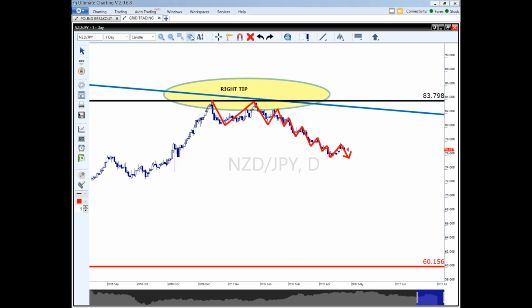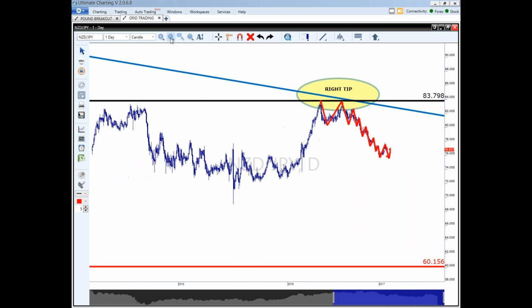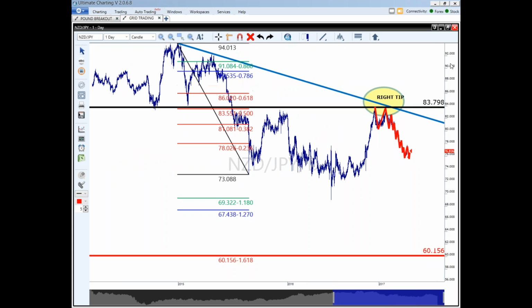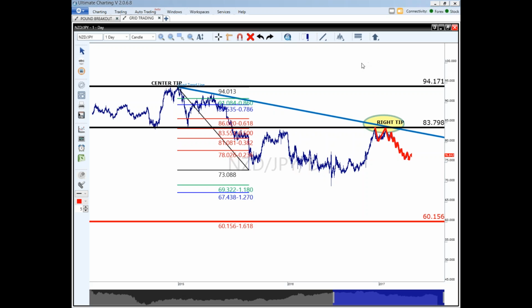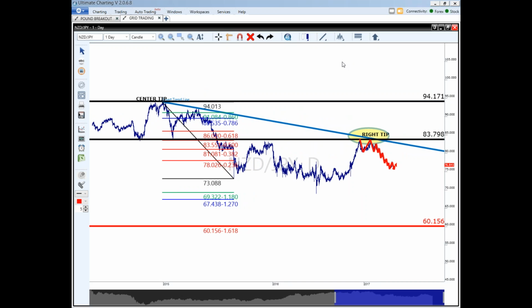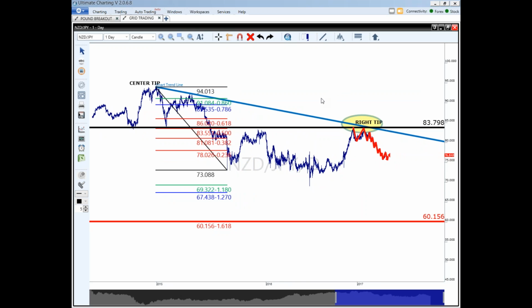So that's the analysis so far that we're seeing here on the New Zealand Japanese yen, that king crown scenario. If this makes sense so far, type in a Y or a yes, and then we'll go ahead and move over to the 1 hour time frame and show you how this works.